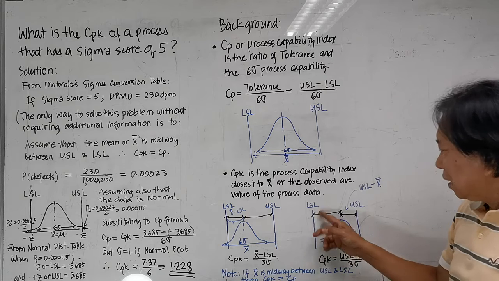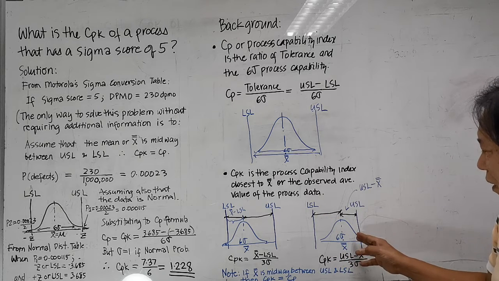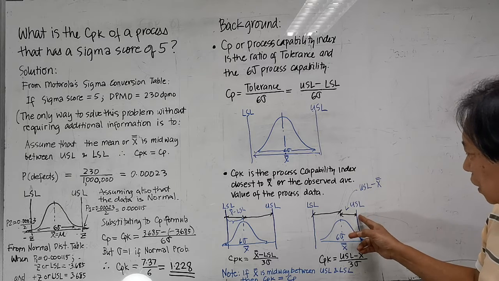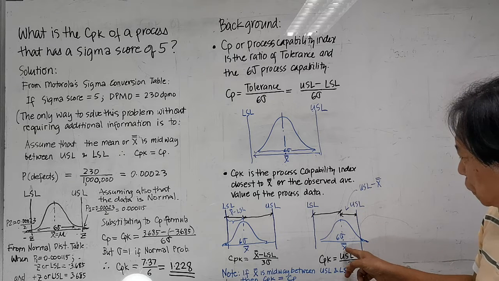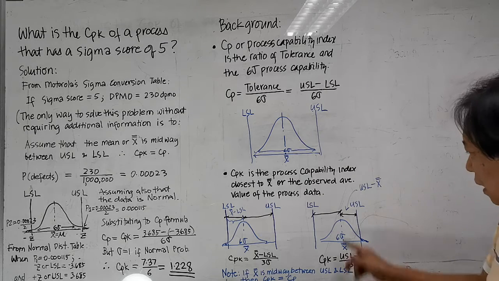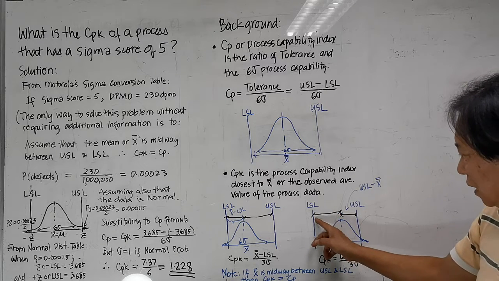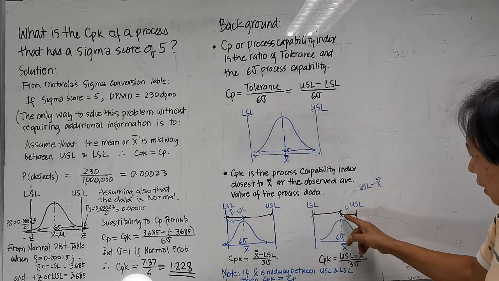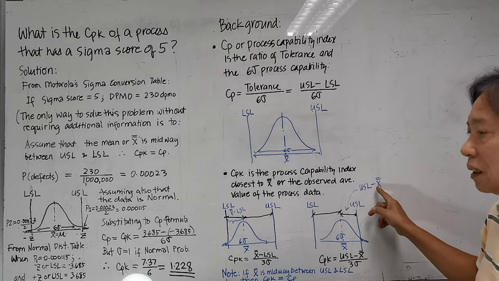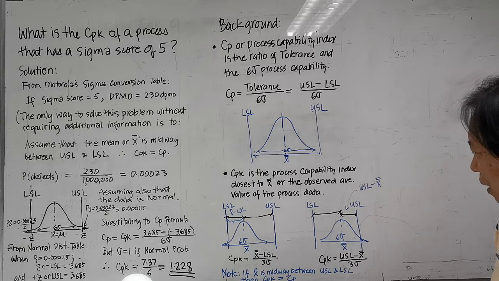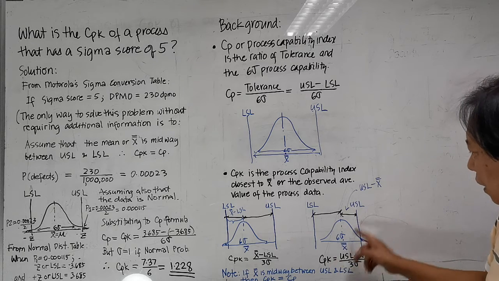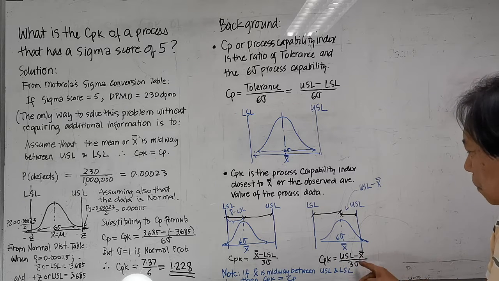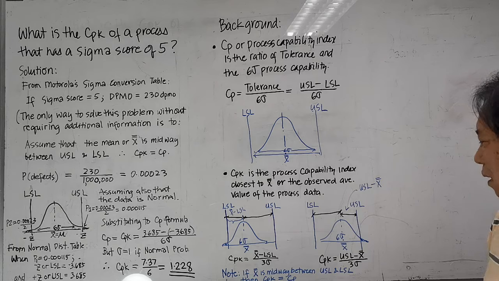On the other hand, you have the case in which the USL is closer to X double bar than the other half. Okay, so this distance is USL minus X double bar, and the formula for CPK in this particular case is USL minus X double bar divided by 3 sigma.